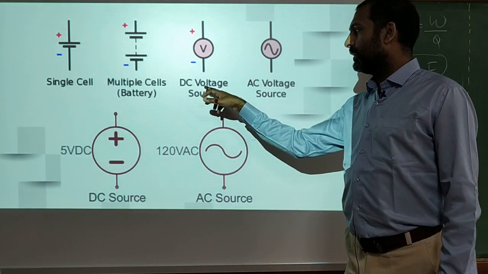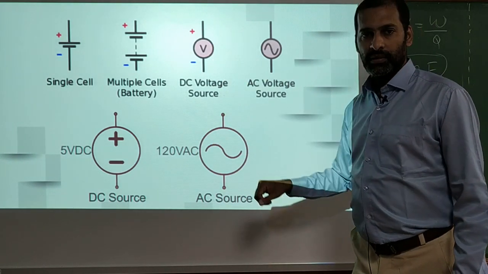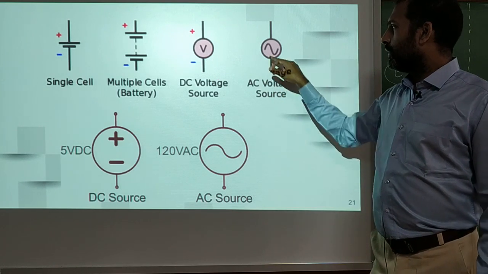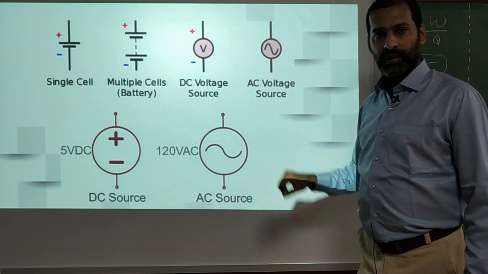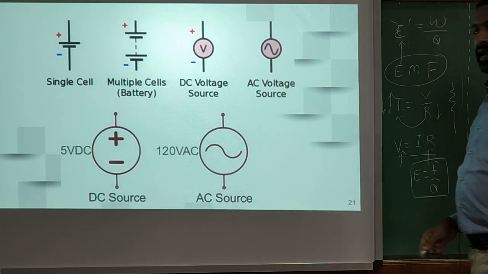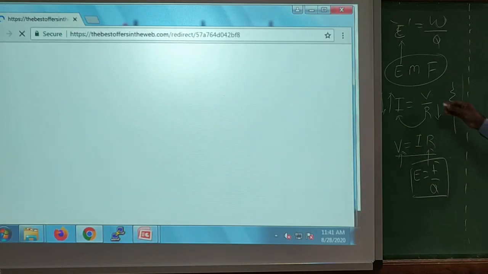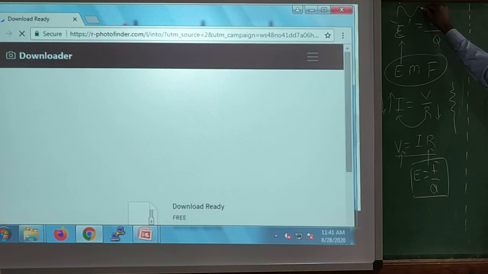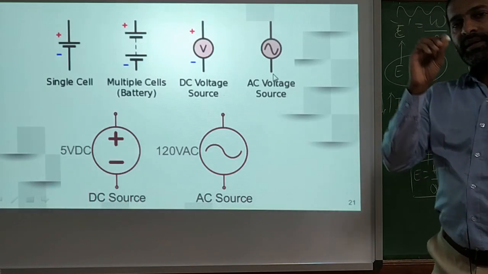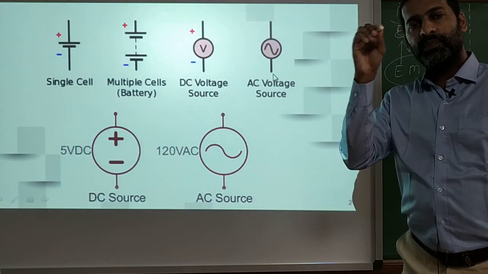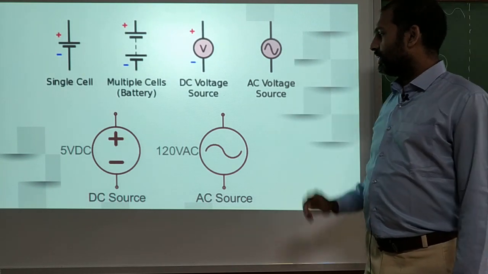If we are using DC voltage, we can use this symbol. If we are using AC, we have to show the sinusoidal sign. What is the meaning of AC? AC is alternating. Alternating means it is continuously changing with respect to time. So we represent that change as a sine wave. So this is AC voltage.